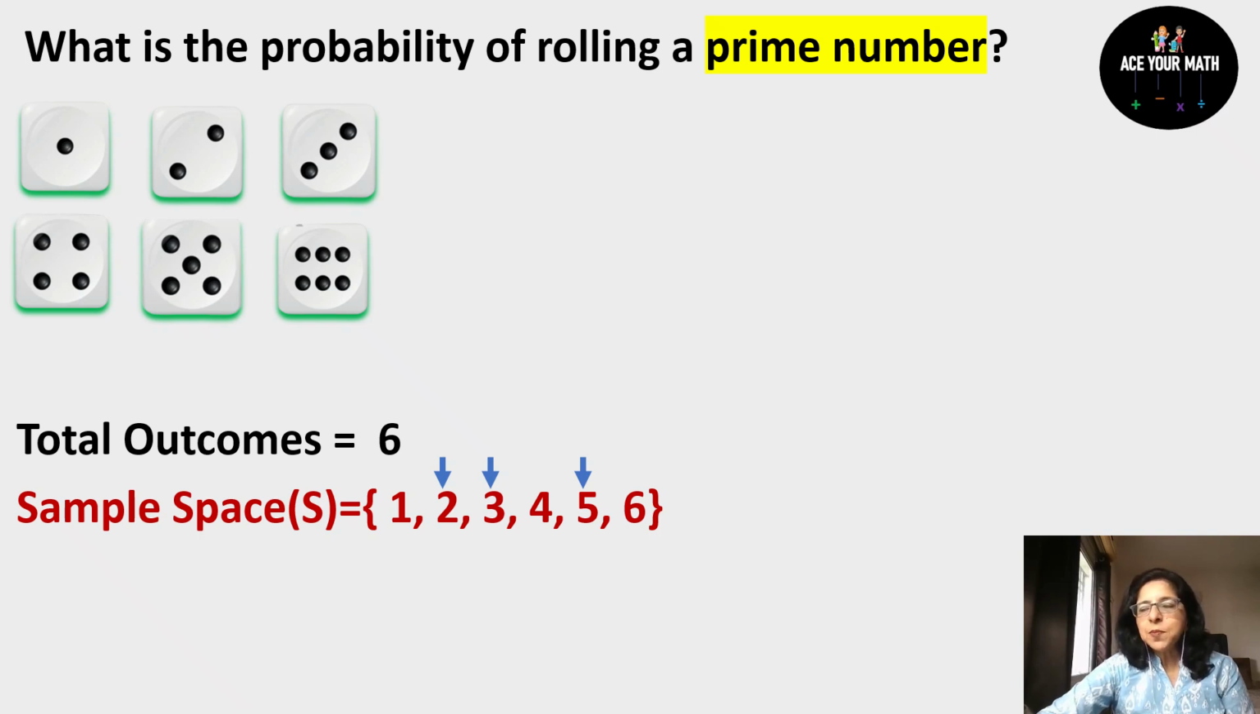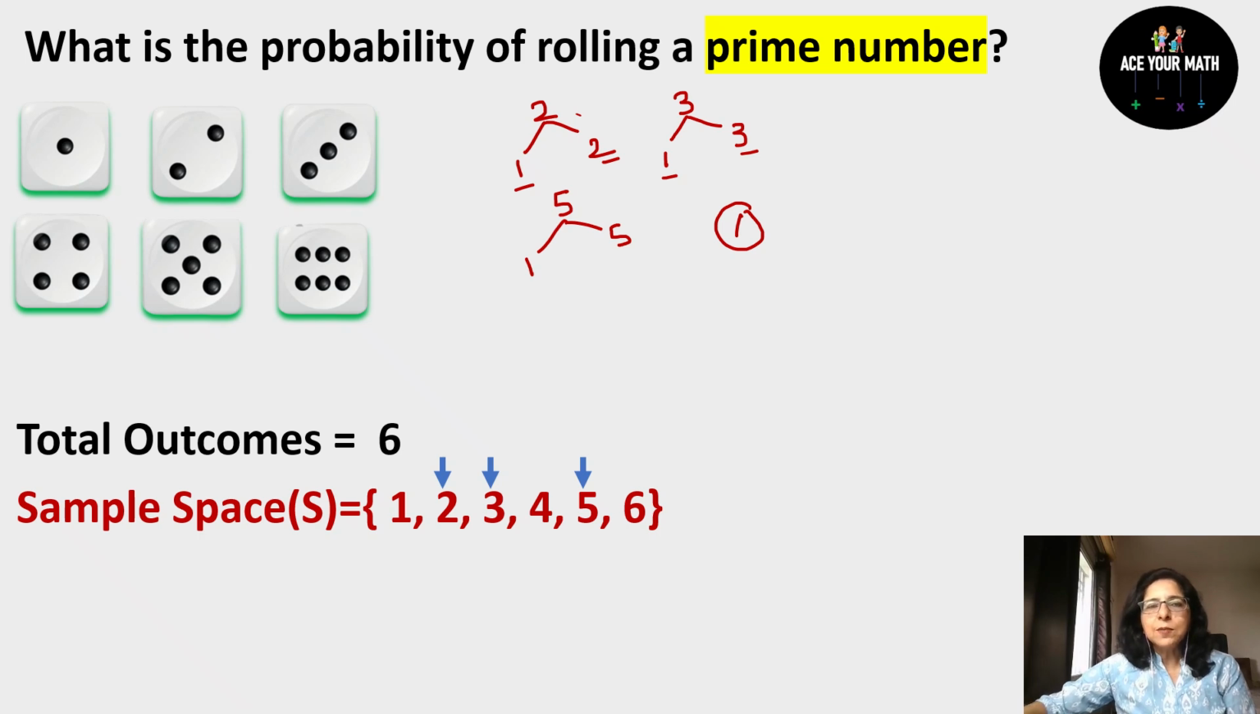What are prime numbers? Prime numbers are those which are divisible by 1 and by itself only. 2 is divisible by 1 and by itself, so it has two factors. 3 is also divisible by 1 and by itself, so it has two factors. Similarly, 5 is also divisible by 1 and by itself, so it has two factors. All of them have only two factors. But 1 is not a prime number, because 1 has only one factor, which is 1 only.